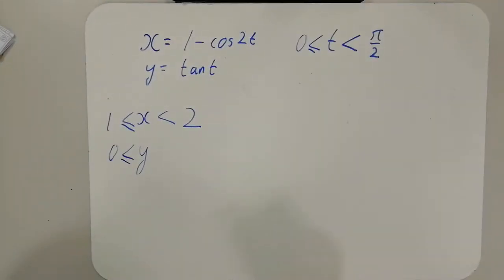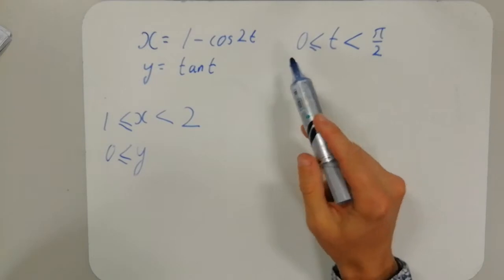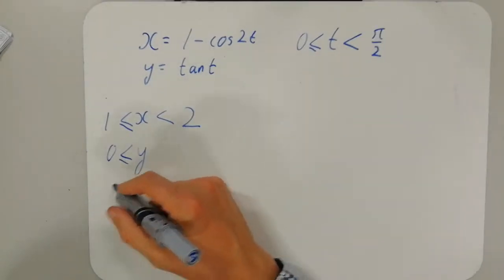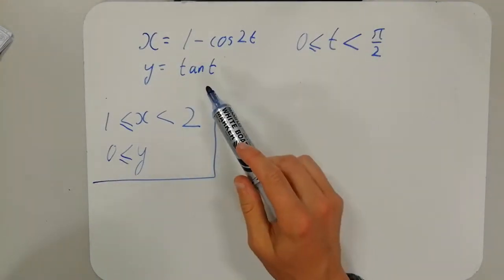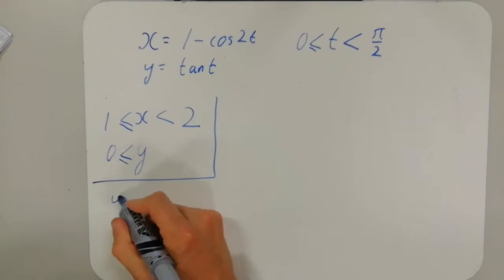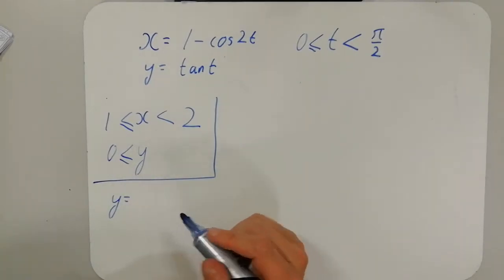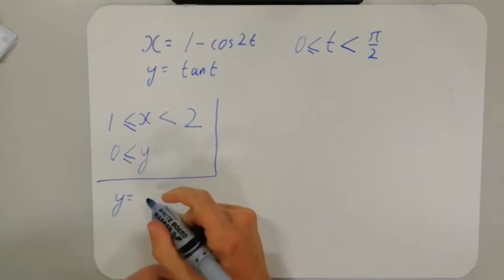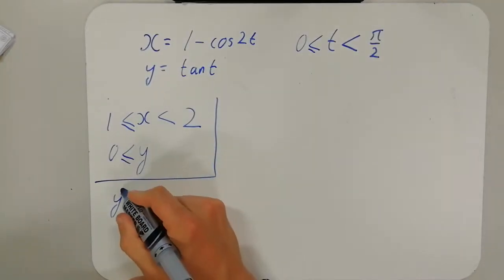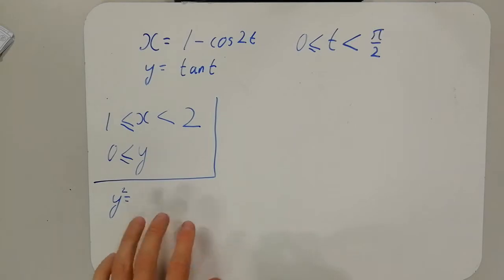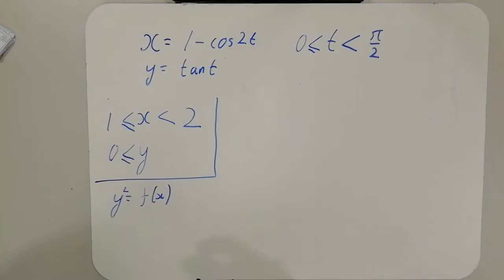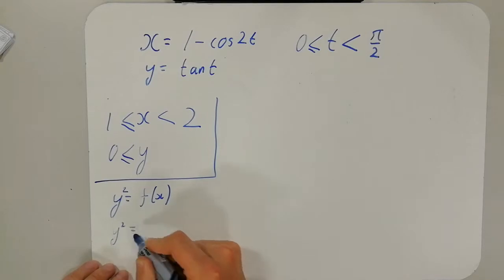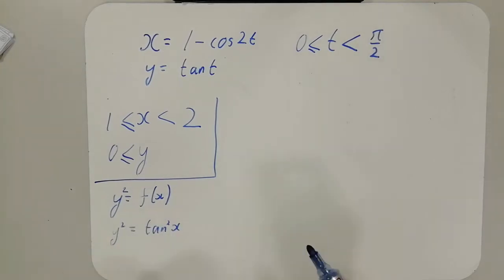Now let's consider the actual Cartesian equation of this. Another thing they might ask you for is to find the Cartesian equation of a parametric. What that means is find y in terms of x, or vice versa. They'll usually tell you what form they want it in. They might, for instance, want y squared equals some function of x. So let's go looking for y squared as a function of x. First of all, we'll need to figure out what y squared is. y squared is equal to tan squared t.